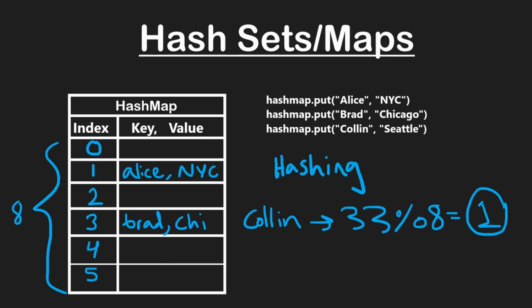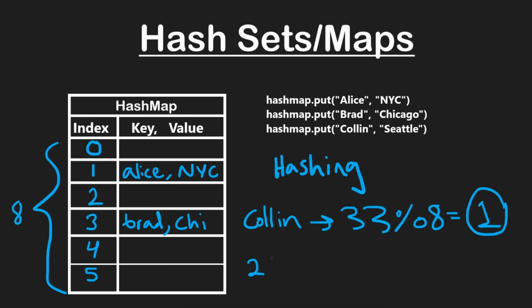And by the way, when we resized this from 4 to 8, we would have actually had to recompute the position for each of these and then potentially moved it to that position. So for Alice, since I think Alice was 25, that was the hash of Alice, and then we'd have to mod it by 8, which in this case would have been 1 once again. So Alice actually would have stayed exactly where they are.